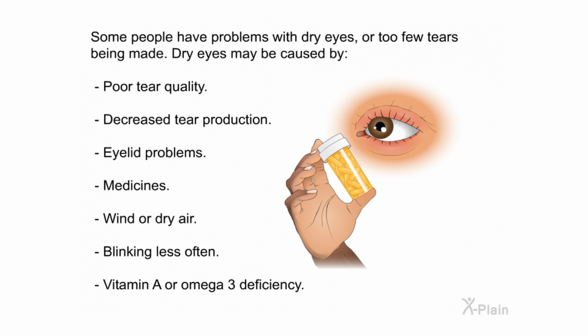Dry eyes. Some people have problems with dry eyes or too few tears being made. Dry eyes may be caused by poor tear quality, decreased tear production, eyelid problems, medicines, wind or dry air, blinking less often, vitamin A or omega-3 deficiency.